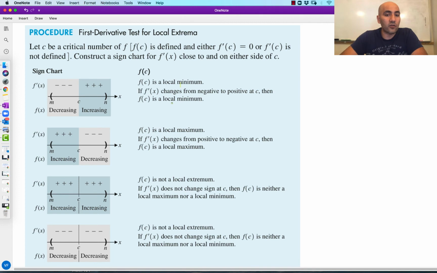So the order matters in order to figure these out. So if f prime of x, so the derivative, changes from being positive to negative, from left to right, the way we read, then f of c is a local maximum. Okay, so if you think about the slopes, they went from positive slopes to negative slopes.